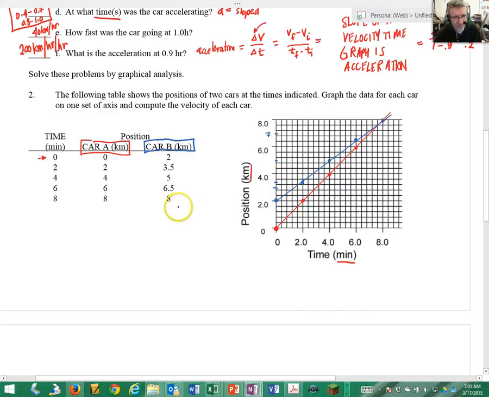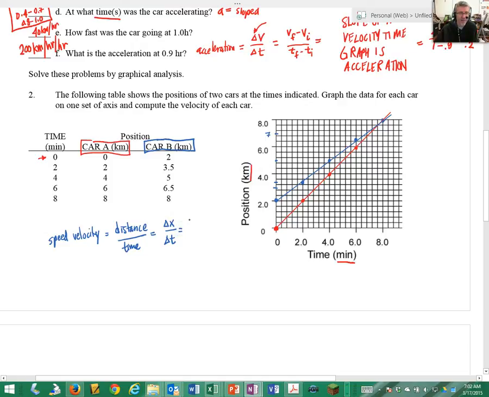Okay, so you should have graphs like that. One for car B, one for car A. Then we're finding the speed of each car. Remember that what we said was speed or velocity is distance divided by time, or change in distance or position versus change in time, you could say.